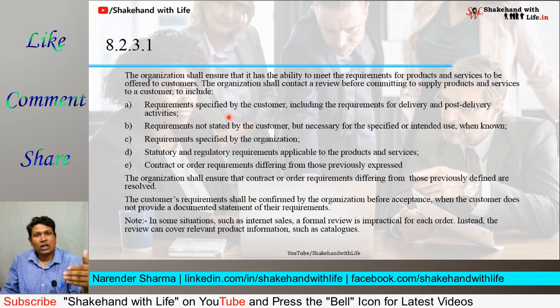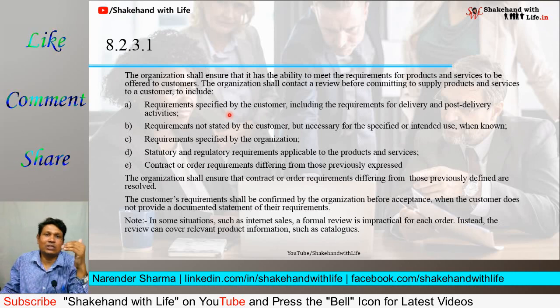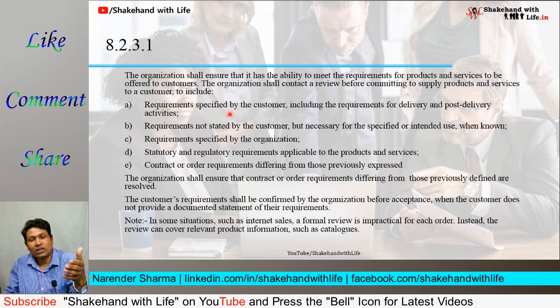The organization considers the requirements given by the customer, such as the delivery time requirement, how the product or service will be delivered to the customer, and what the post-delivery services are, such as on-site services, warranty claims, or installation. These types of requirements must be considered by the organization.